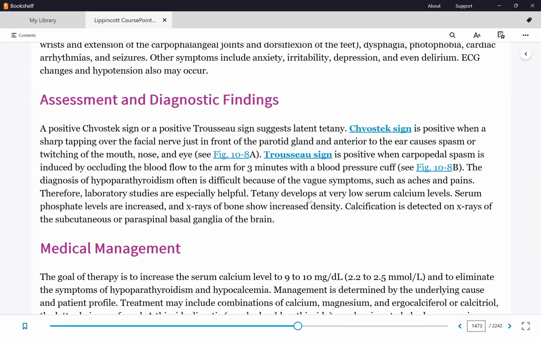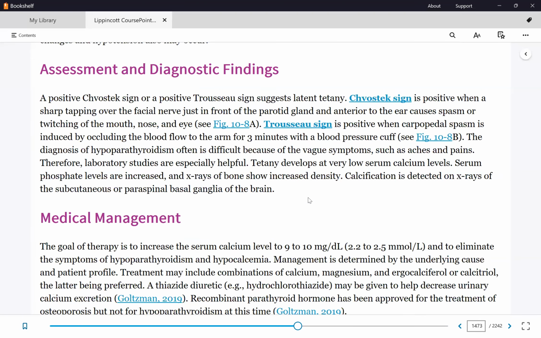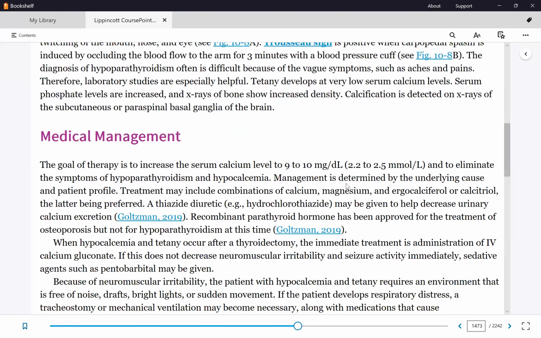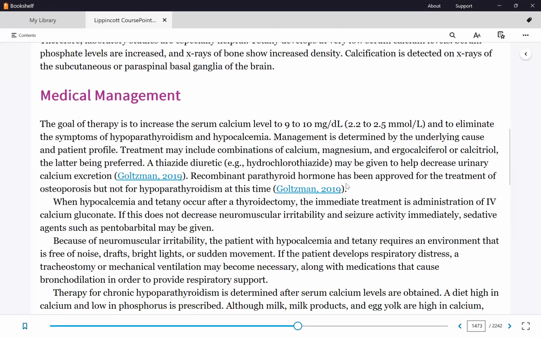Let's go straight to management. Management will be specific to the patient's particular cause of the hypoparathyroidism. If it's vitamin D deficiency, then we will give calciferol, which is vitamin D, and we will also give them calcium supplements. If it's acute hypocalcemia, the patient will be given IV calcium gluconate.